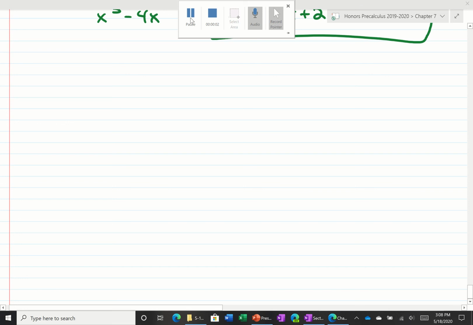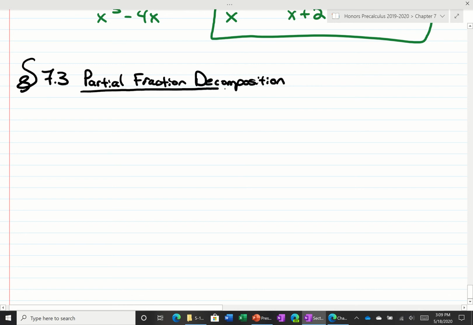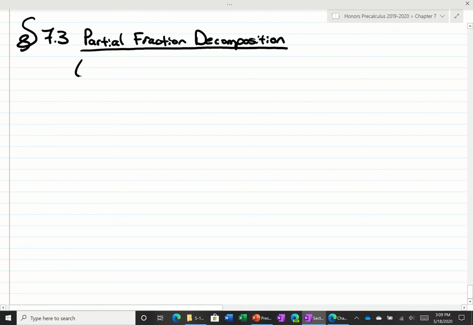Today what we're going to do is continue our discussion on partial fractions, but we'll be talking about how to handle what's called a repeated factor. So this is section 7.3, and it's called partial fraction decomposition. But today we're going to be talking about, like I said, how to handle repeated factors.